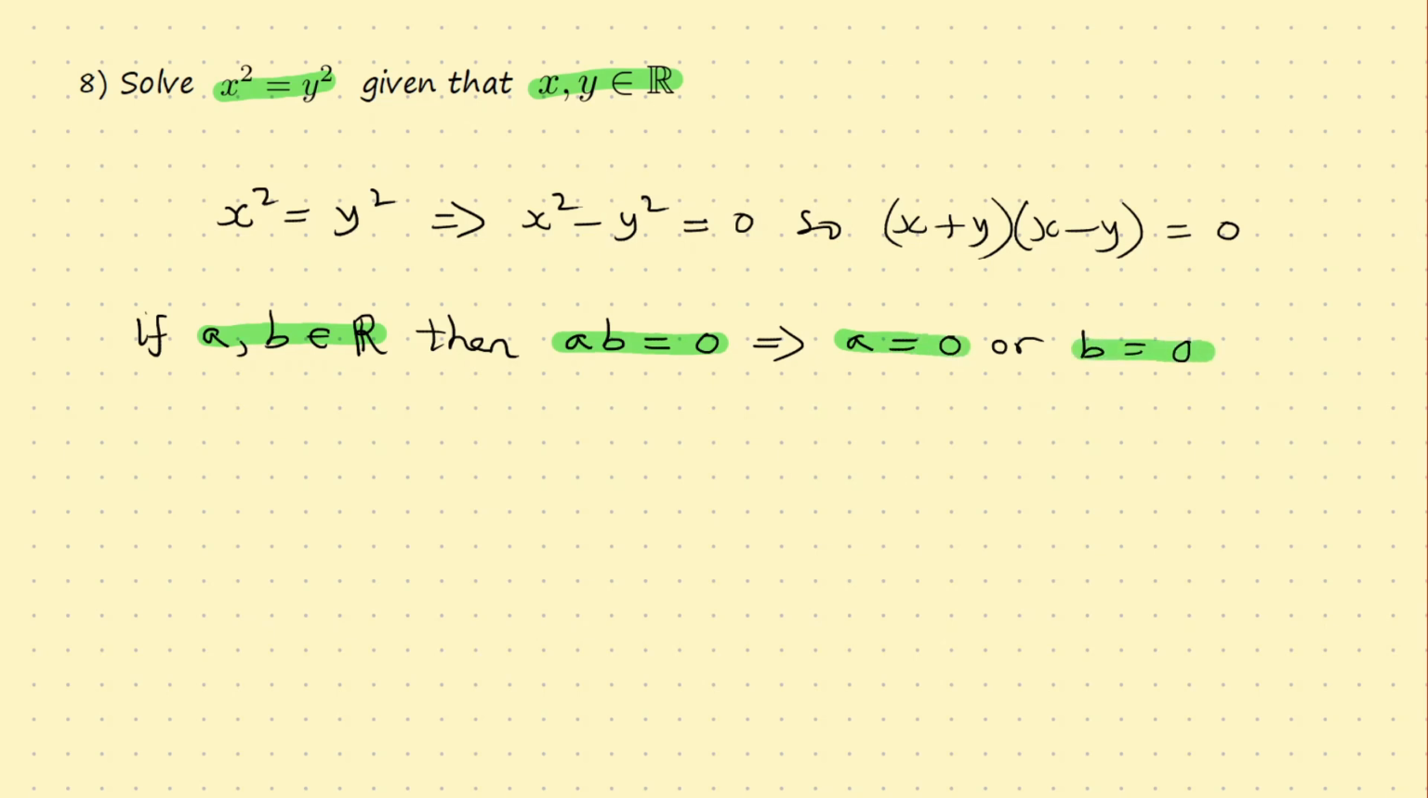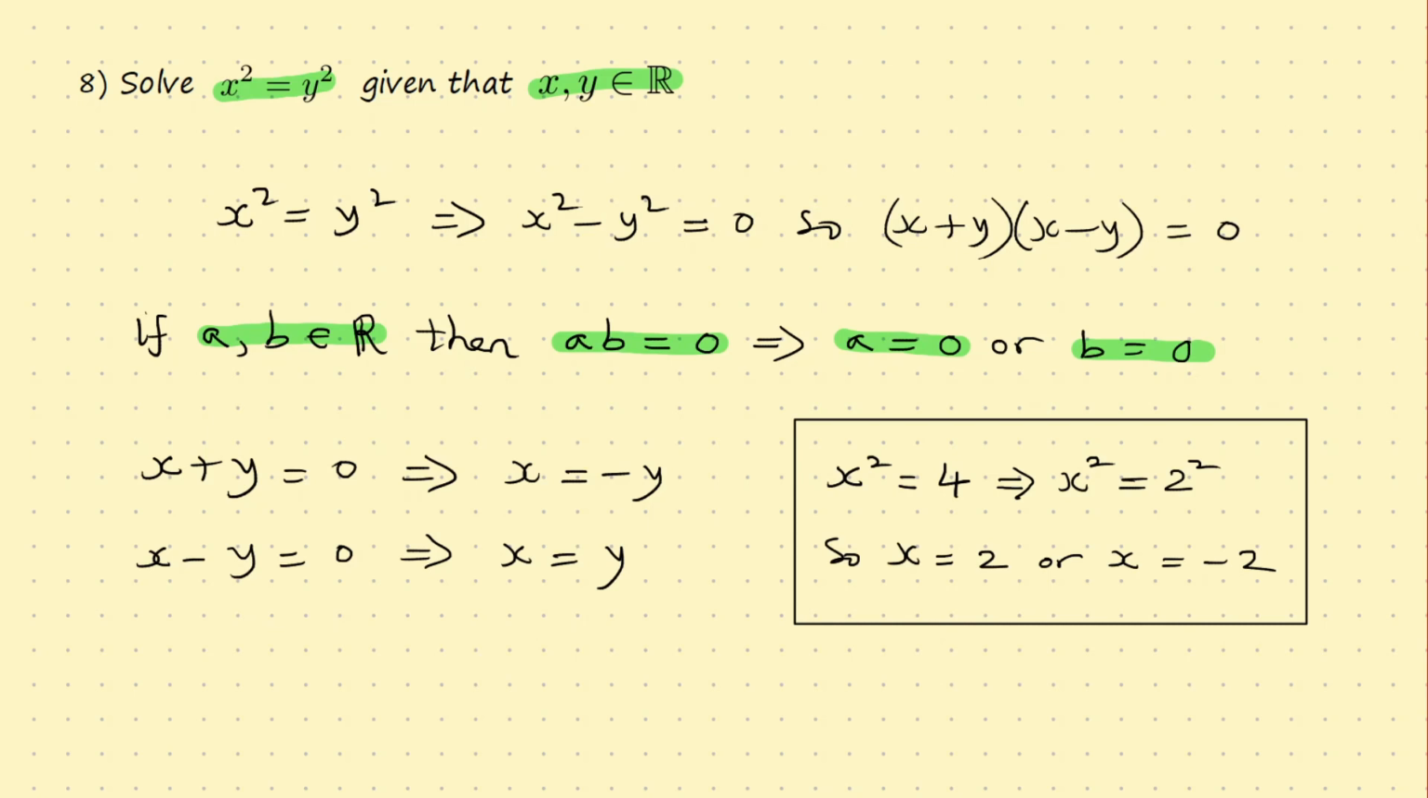So in this case, we must have either x plus y equals 0, which means that x equals minus y, or x minus y equals 0, which means that x equals y. And a specific example of this result would be if x squared equals 4, then x squared equals 2 squared, so we can immediately say that either x equals 2 or x equals minus 2.